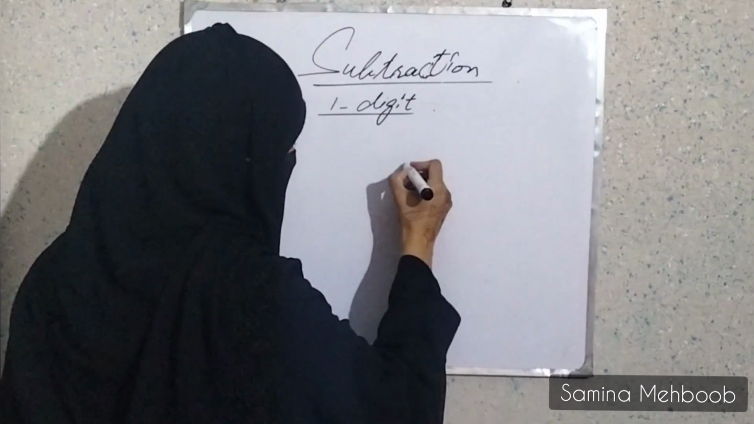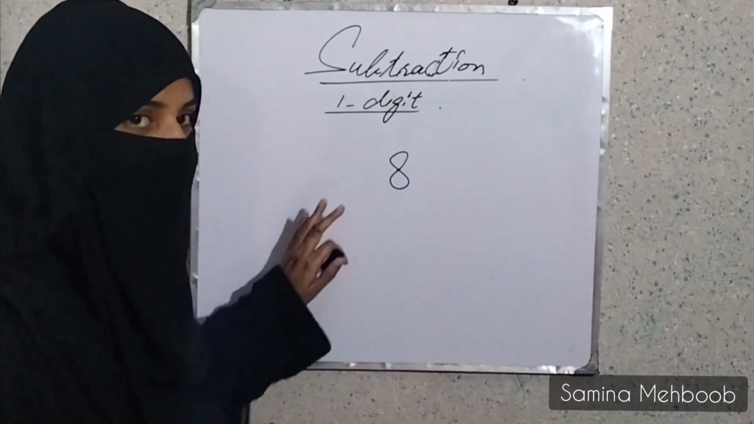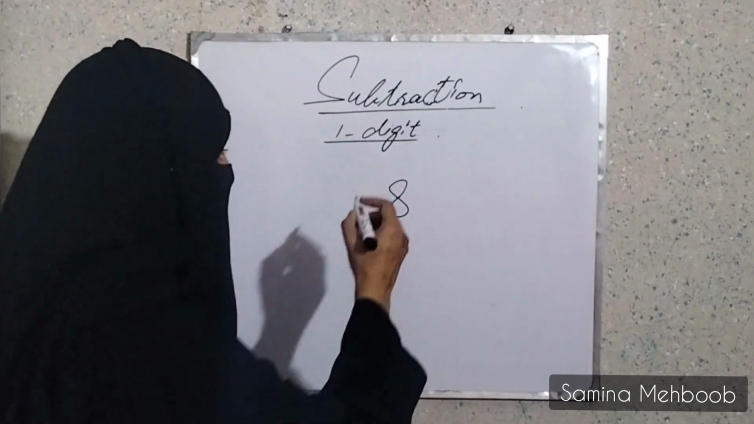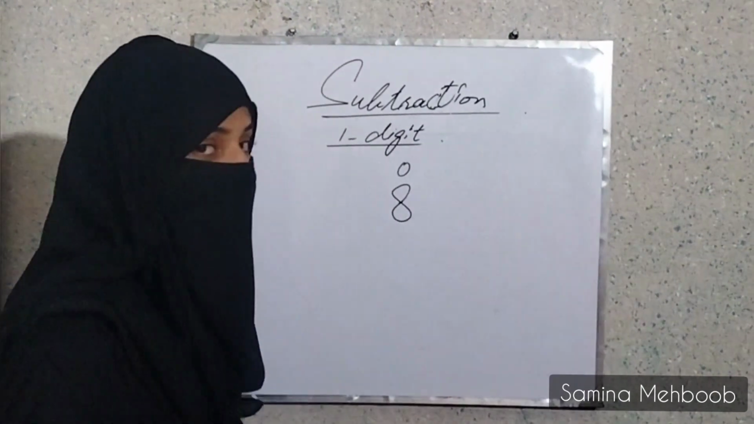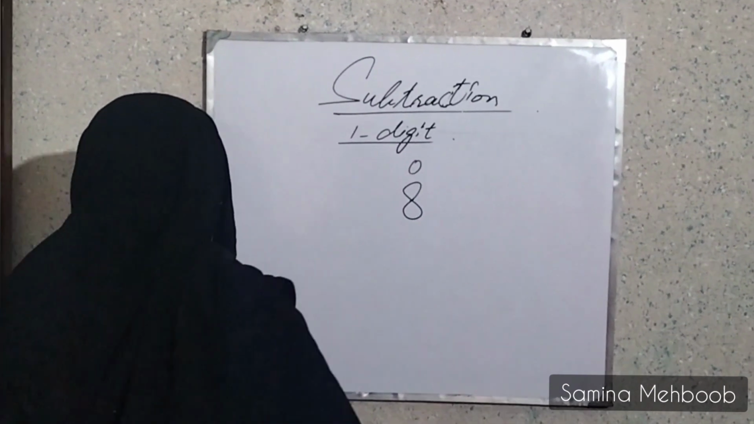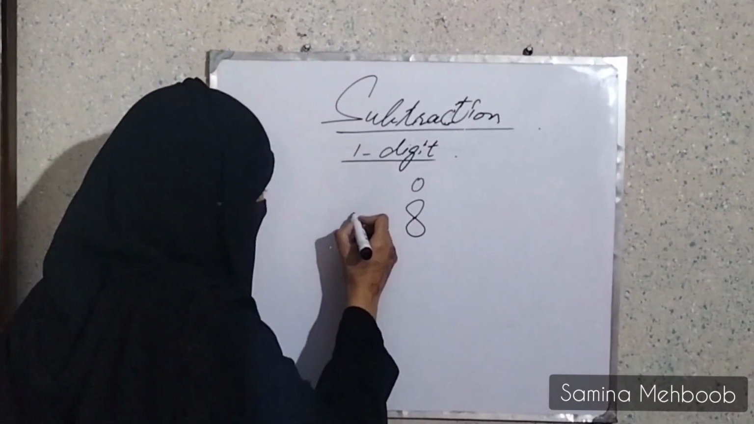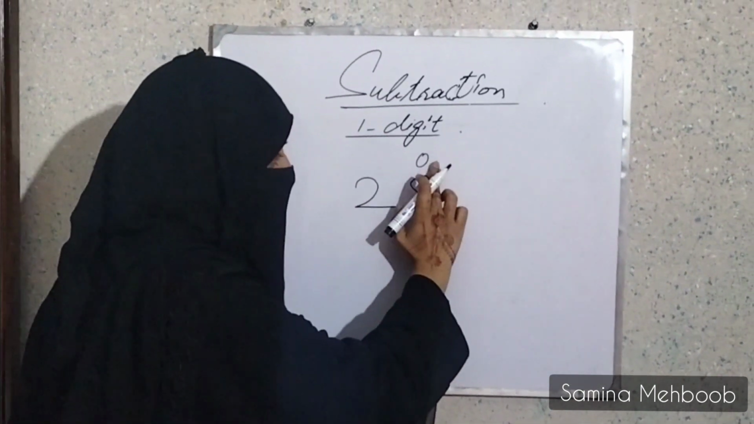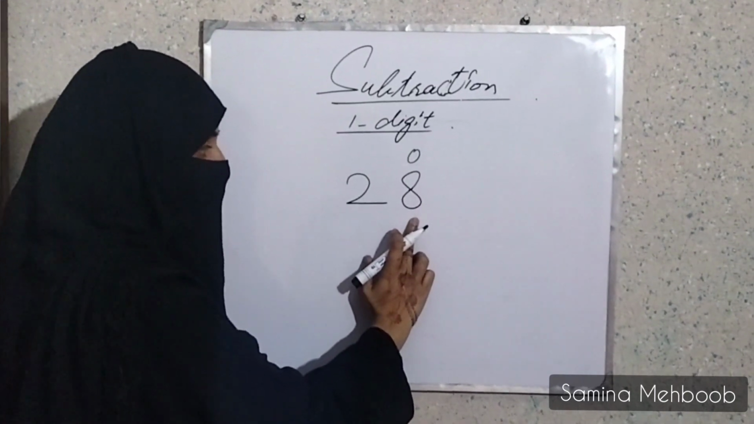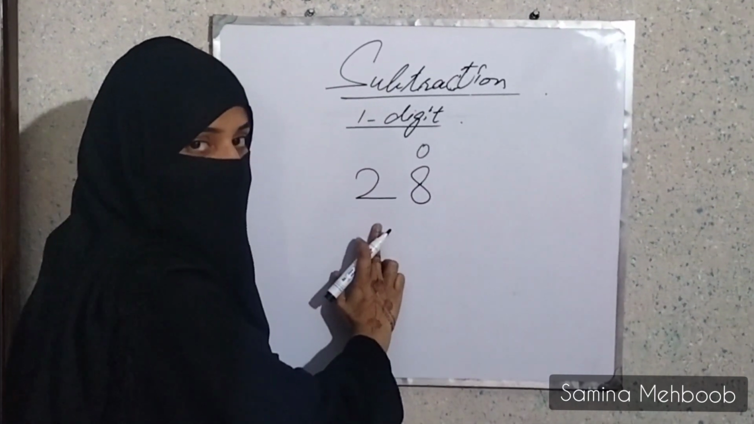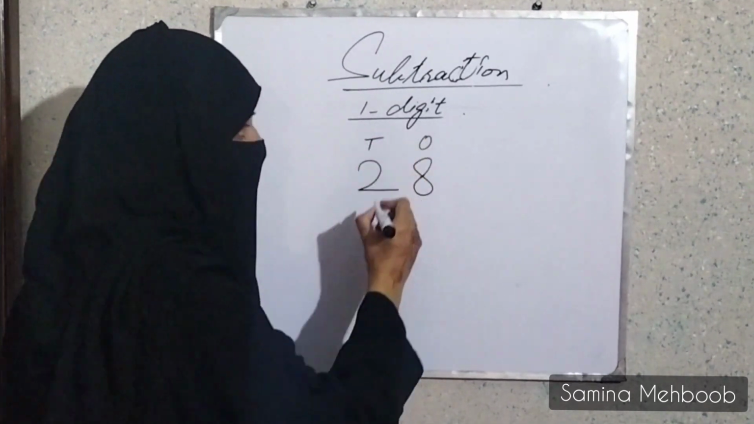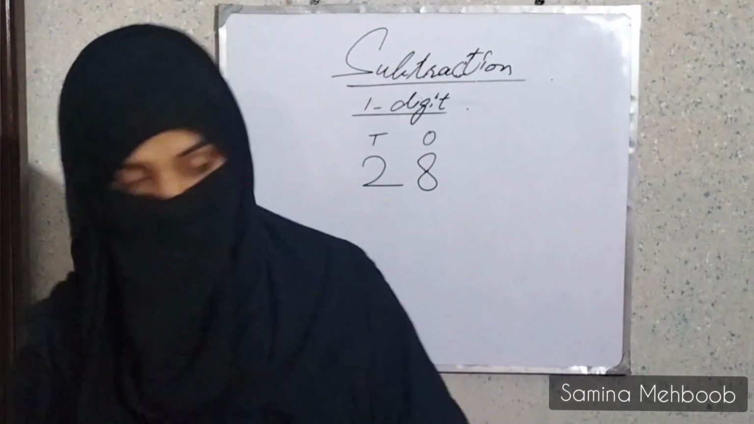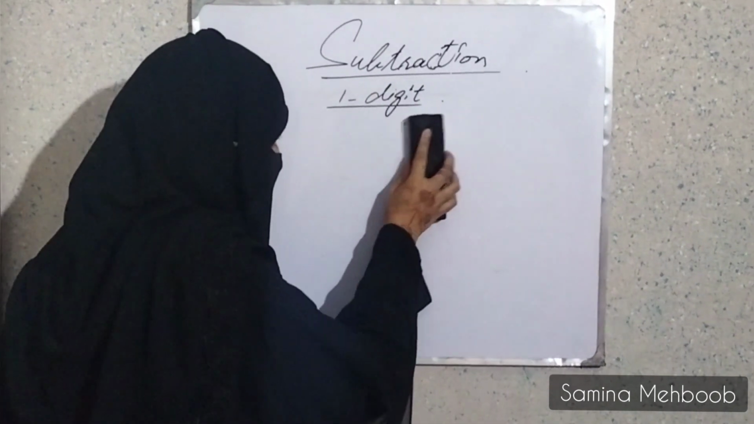I'm going to write here a number. The number is 8. It is a single digit number. So what's the place value of a single digit number? Ones. If I write a two digit number, the rightmost digit's place value is ones. After the rightmost digit, the second number's place value is tens. But today we will just solve the sum of one digit numbers. Now I'm going to erase once again.